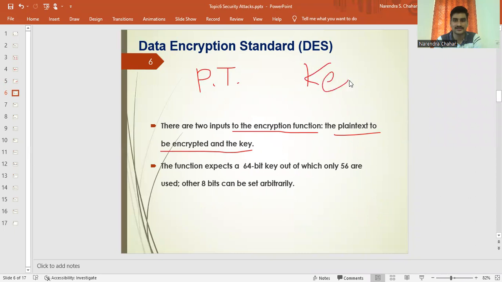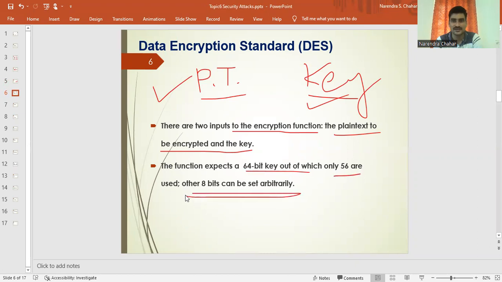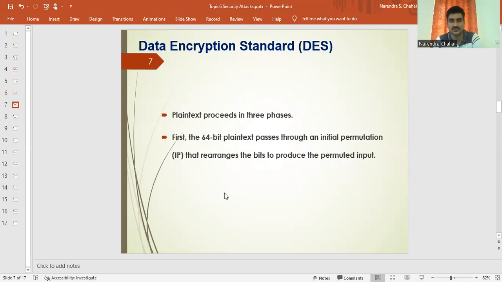In DES, there are two algorithms that run in parallel: the first is to encrypt the text, and the second is to generate sub keys. The function expects a 64-bit key, out of which 56 are used, and 8 bits can be set arbitrarily. So where we see a 64-bit block, why do we use 56 only? There are 8 bits that are set arbitrarily, and they are not used here. That's why we use the 56 bits of key.